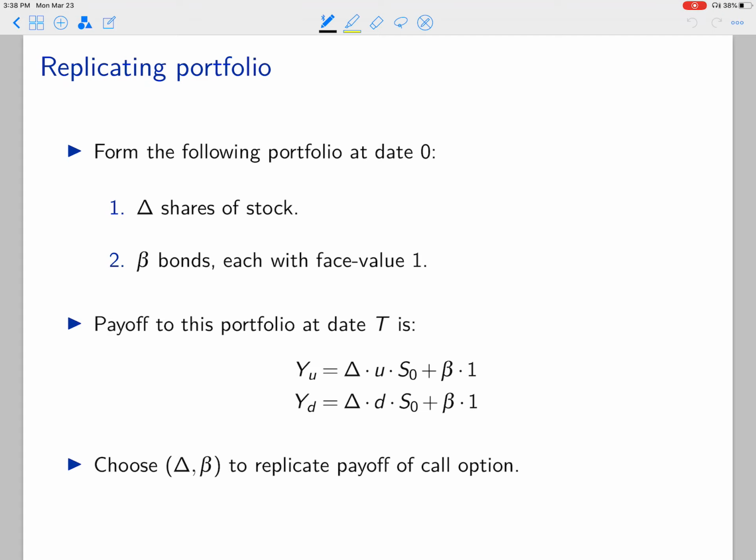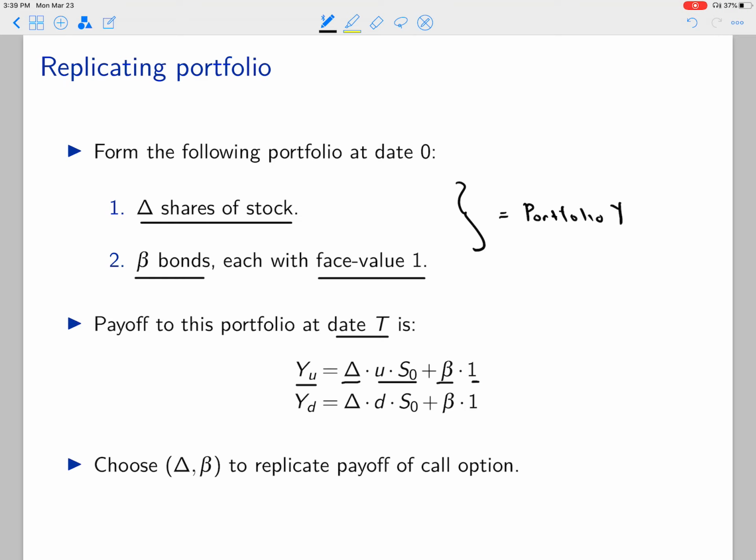Okay, so to do this, consider forming the following portfolio at date zero. You're going to own delta shares of the stock, and you're also going to own beta risk-free bonds, where each risk-free bond, just like in our model, has a face value of 1. We're going to call this portfolio Y, just like I wrote down on the last slide. The payoff to the portfolio Y is going to be as follows. Remember, payoffs are always at date capital T. We always own delta shares and beta bonds. So the payoff to the portfolio in the up state, Y sub U, is going to be equal to the number of shares we own, delta, times the price per share in the up state, S sub U, equal to U times S0, plus the number of bonds we own, beta, times the payoff per bond, which is 1.